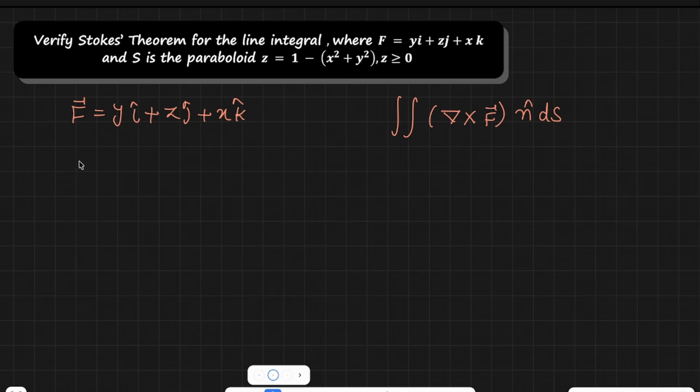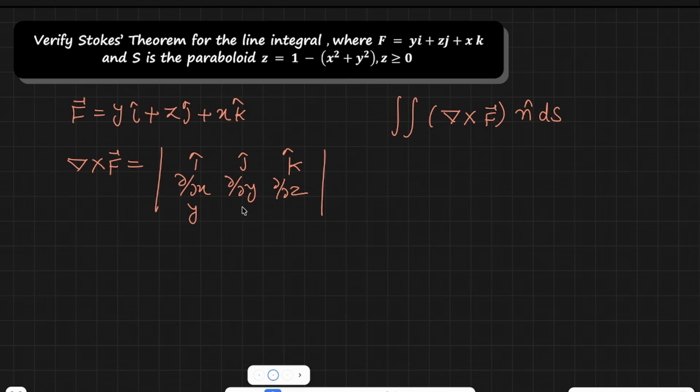So finding the curl, del cross f vector, that is your i cap, j cap and k cap, dou by dou x, dou by dou y, dou by dou z, and this is your y, z and x. Once you solve this curl, you will get minus i cap, minus j cap, minus k cap. It's nothing but just finding the determinant.